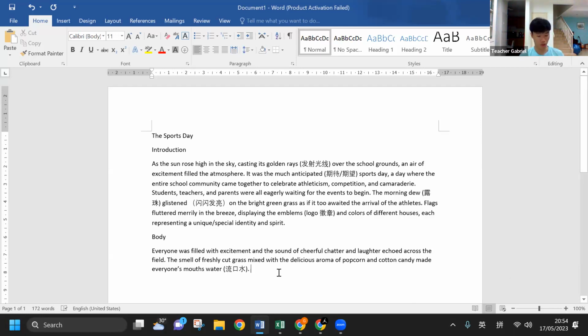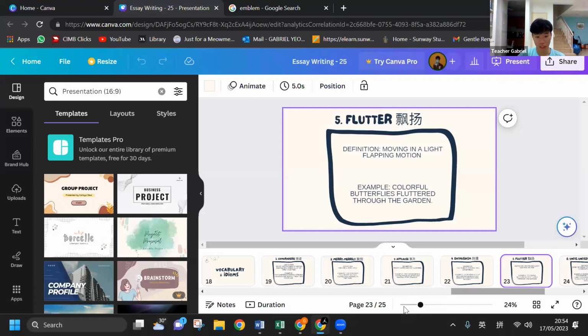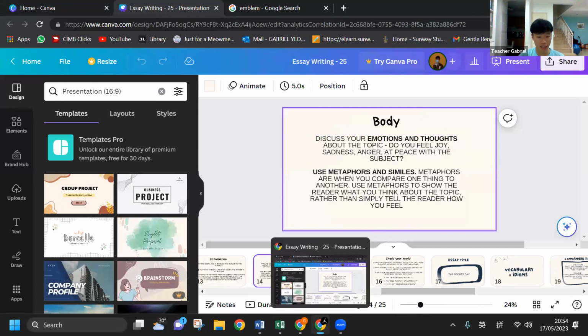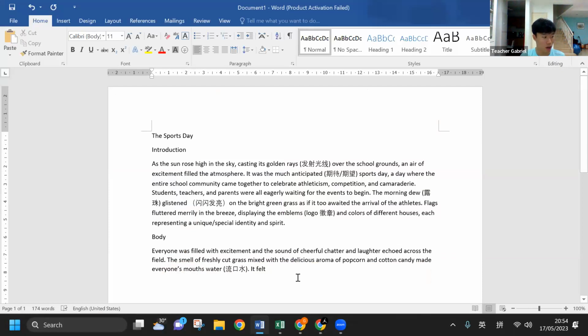Alright, now everyone's mouth water. Alright, so it felt, okay, again, you describe what you are feeling, okay? Remember, in my body, discuss your emotions. It means what you're feeling and thoughts about the topic. Okay, what do you feel? Do you feel excited? Okay, and here, okay, what do we feel? Okay, it felt like a festive celebration.